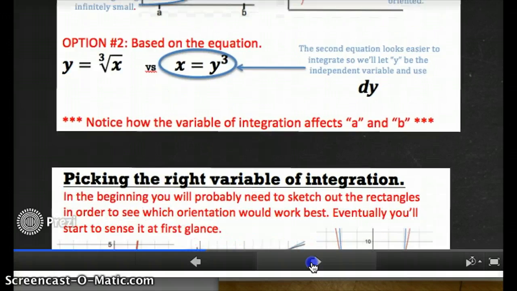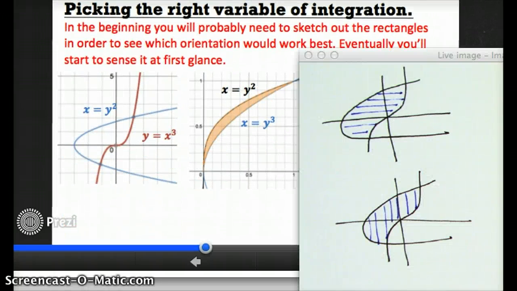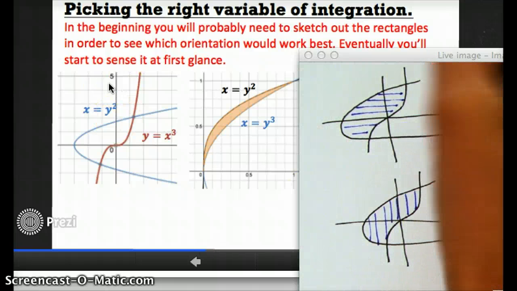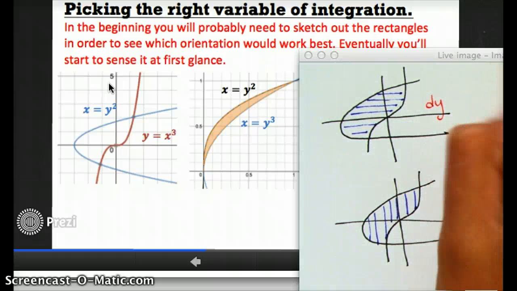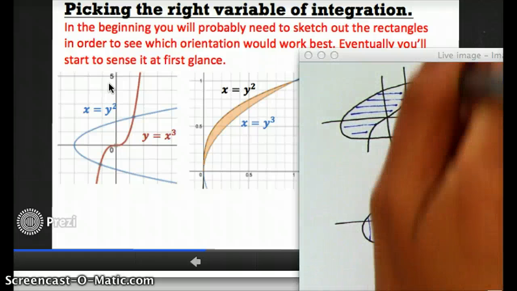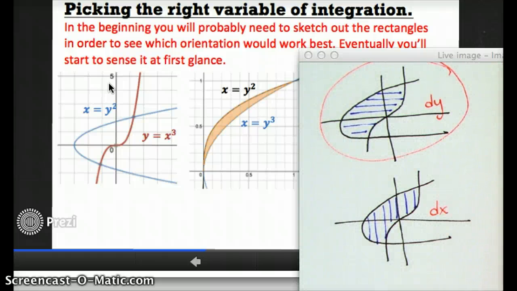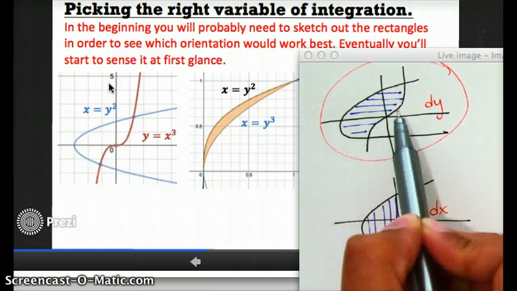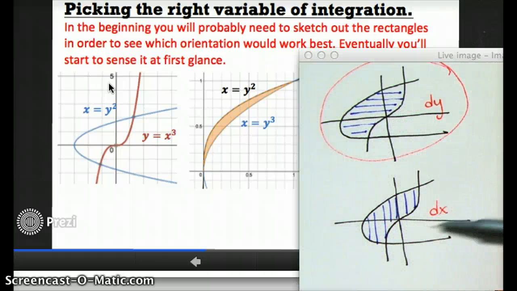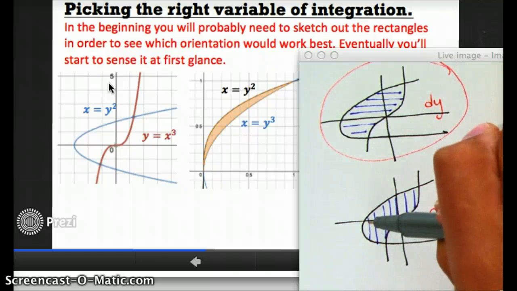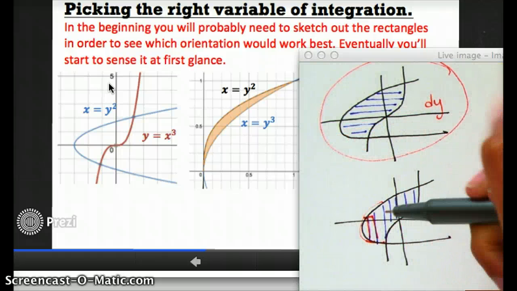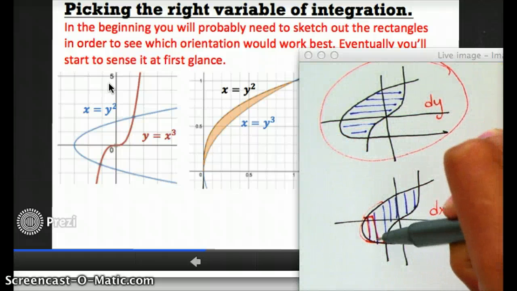Let's do some quick practice. The best way to judge the right variable to use is to sketch both options. So here's your first graph. This horizontal orientation would be if I wanted dy. This one would be dx. In this case, dy is the best choice, and that's simply because in these, all of the rectangles start at the first function and end at the second. Whereas with dx, these rectangles right here are somehow defined by the same function on the top and the bottom, and that's no good.